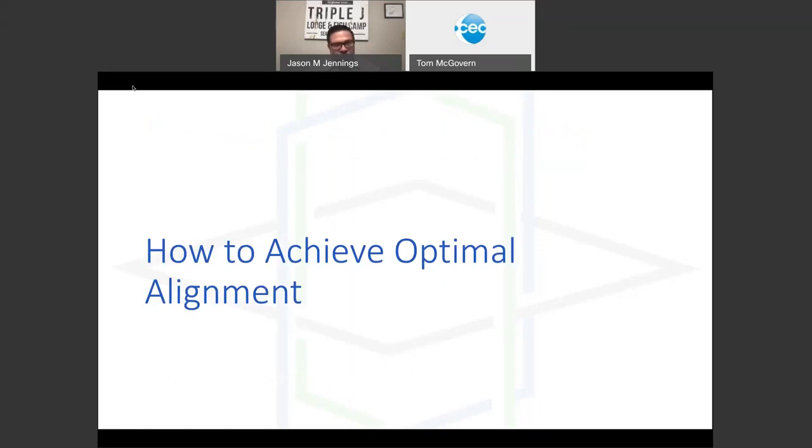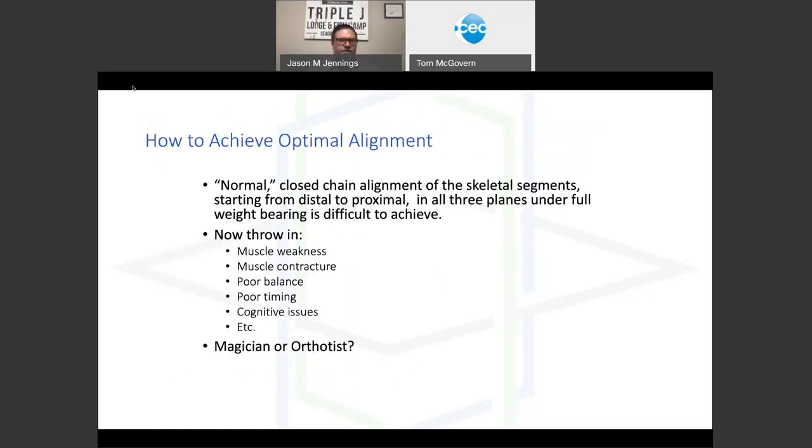Now let's talk a little bit about optimal alignment. Normal closed chain alignment of the skeletal segments, starting from distal to proximal in all three planes under full weight bearing, is very difficult to achieve, and I said that previously. Now, as orthotists, we have to throw in that our patients have muscle weakness, muscle contracture, poor balance, poor timing. They may have cognitive issues. And then some people start to say, well, am I a magician or am I an orthotist? But I think if you approach things in a systematic way, break things down, and learn how to control those specific motions within your orthosis, it's possible.